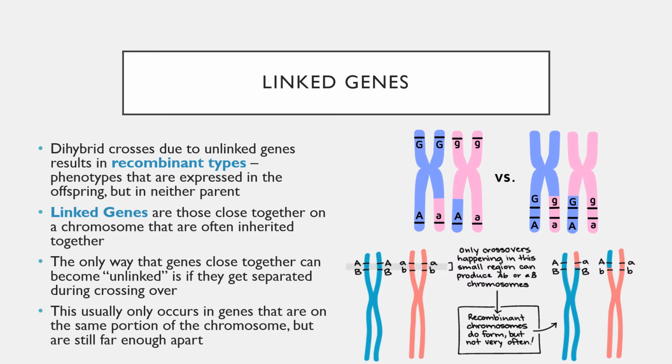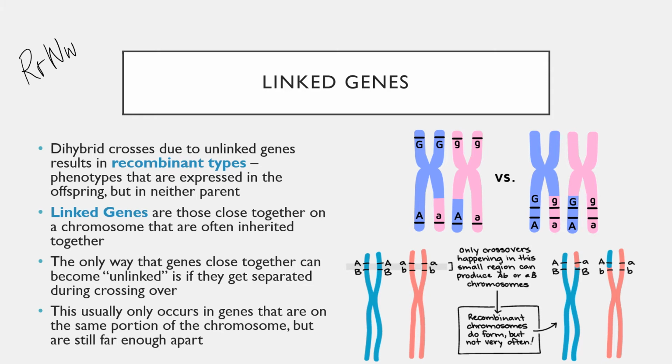We talked a little bit about our dihybrid crosses, where we were looking at two genes at the same time, like the round and wrinkled genes, or the green and smooth genes, things like that.